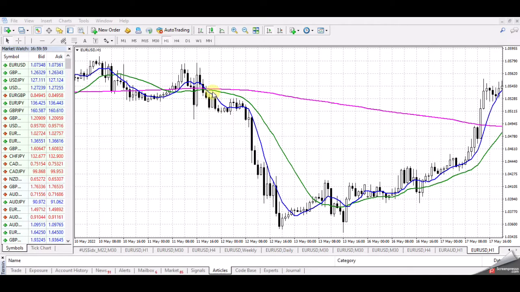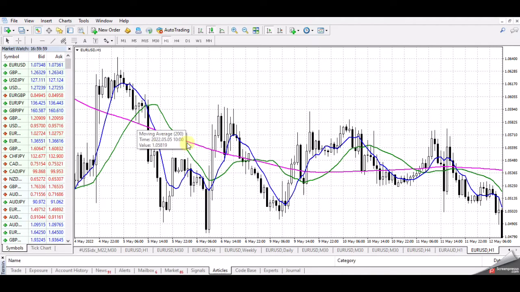Again, a white candle, then a black candle, and the market goes down. Here again, a white candle, a black candle, and the market goes down. White candle, black candle, and the market goes down.